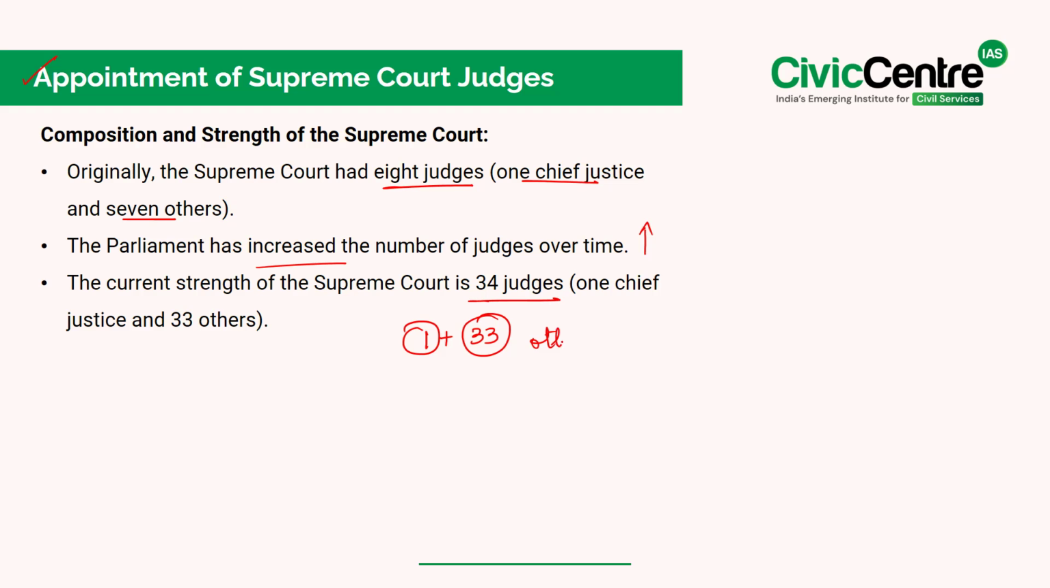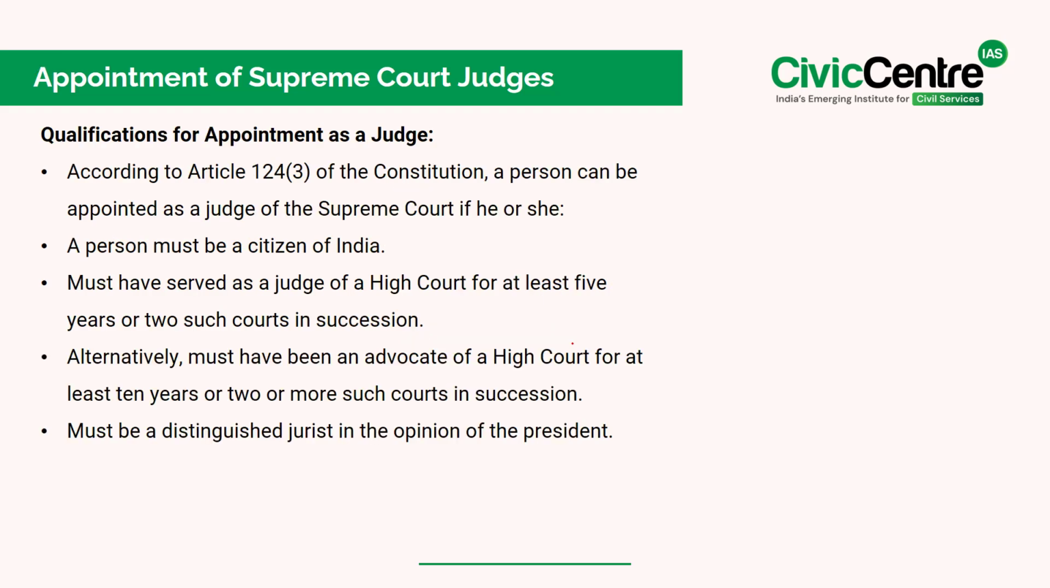Now, what are the qualifications for appointment as a judge? See, according to Article 124, Clause 3 of the Constitution, a person can be appointed as a judge of the Supreme Court if he or she is a citizen of India, and must have served as a judge of a high court for at least 5 years, or 2 such courts in succession. Alternatively, must have been an advocate of a high court for at least 10 years, or 2 or more such courts in succession. And lastly, must be a distinguished jurist in the opinion of the President.